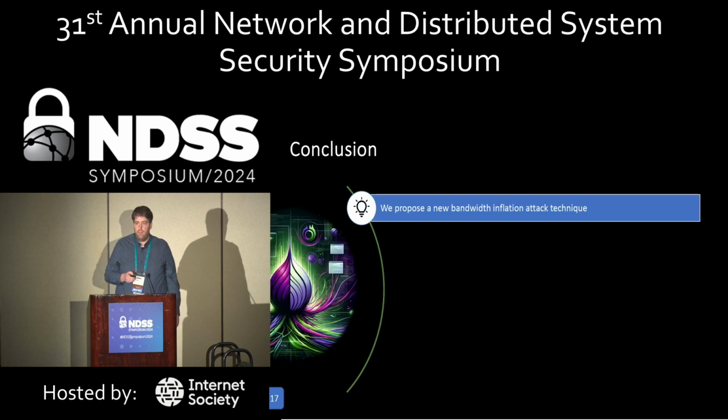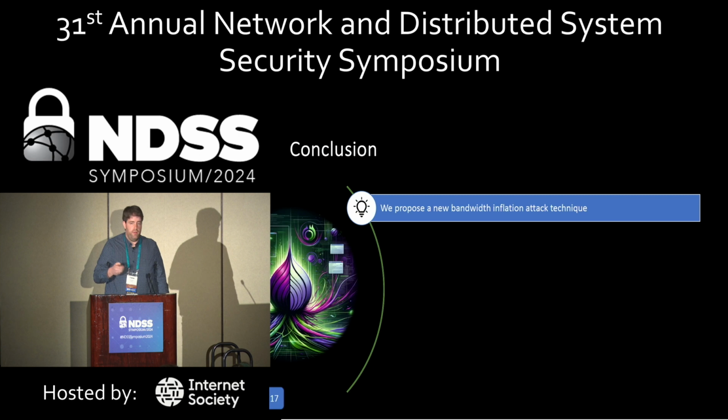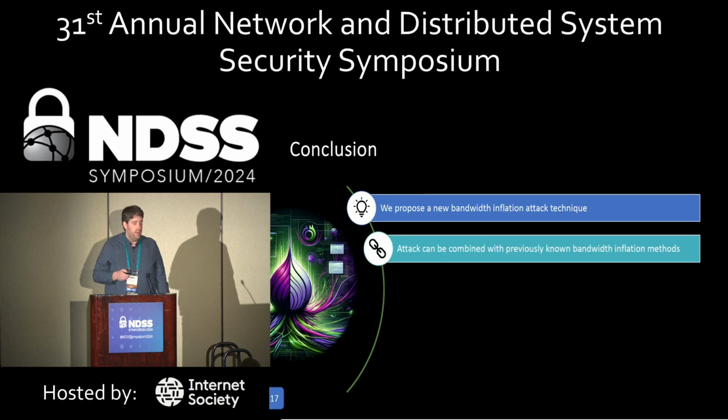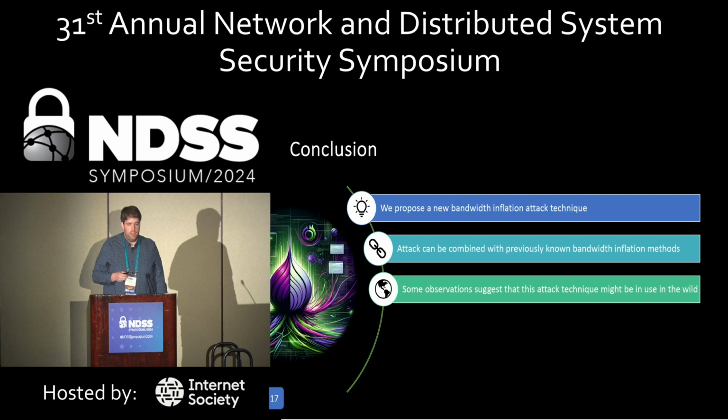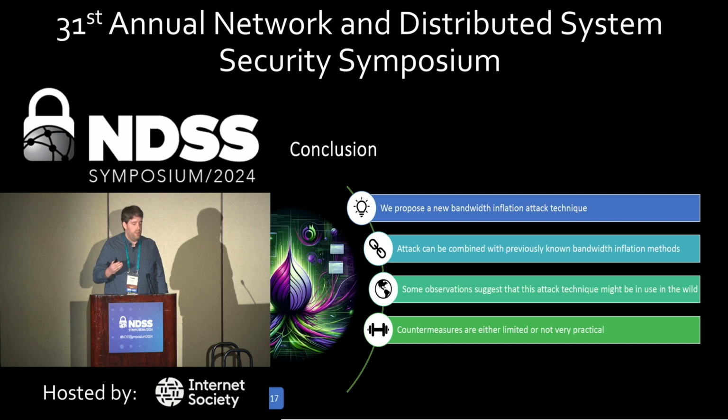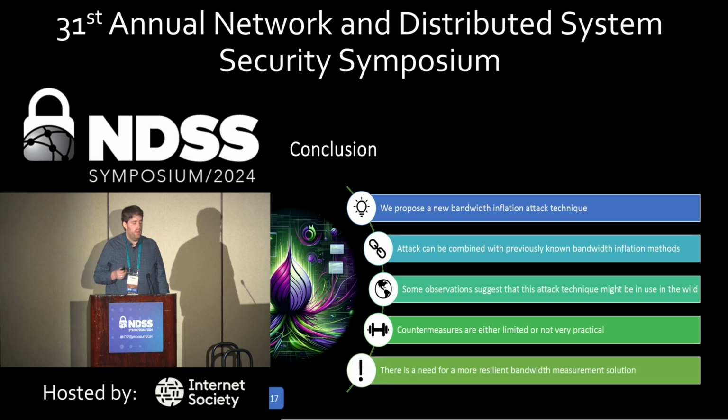So to conclude, we proposed a new bandwidth inflation technique, and we combined this attack with previously known bandwidth inflation methods. We have shown in the slide before that the data of the real network suggests that it's used in the wild. We've shown that the countermeasures are rather limited and not very practical, and that more resilient bandwidth measurements are needed. Thank you.